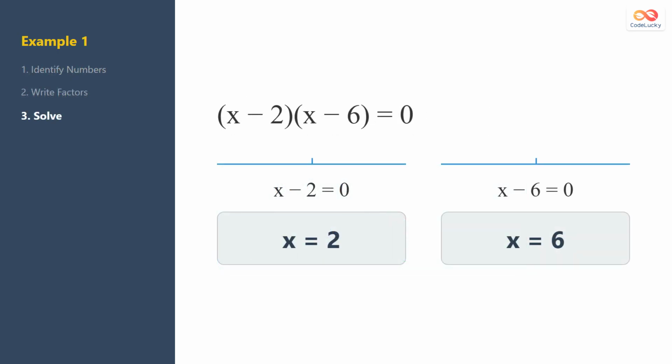Now we write the factors as the quantity x minus 2 times the quantity x minus 6 equals 0. Using the zero product property, we split this into two simpler equations. x minus 2 equals 0, which gives us x equals 2, and x minus 6 equals 0, which gives us x equals 6. Those are our two solutions.